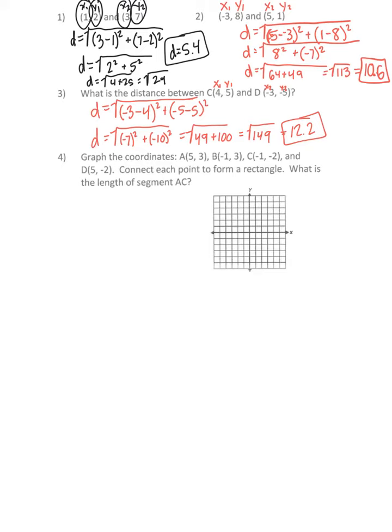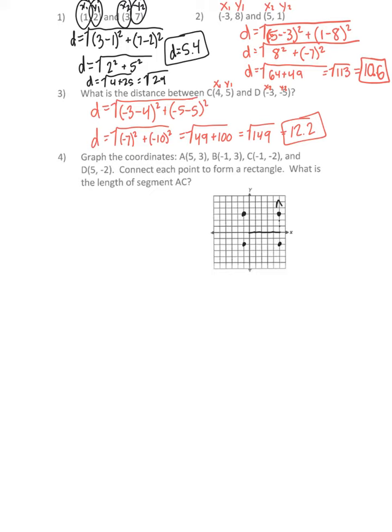Alright, number 4. This one's asking me to graph the coordinates and then find the length of my segment AC. So let's start by graphing point A. I've got 5, so I'm going to go right 5. 1, 2, 3, 4, 5, and up 1, 2, 3. This is my first point. Then I've got negative 1, 3, so I'll go left 1, up 3. Then left 1, down 2 for C. And then finally, right 5, down 2 for D.